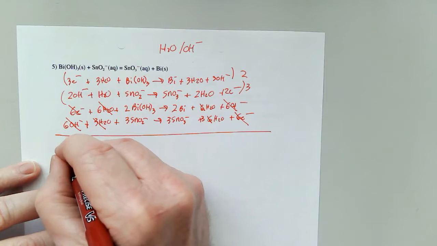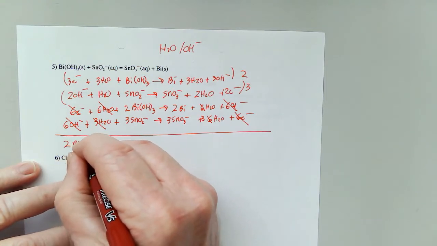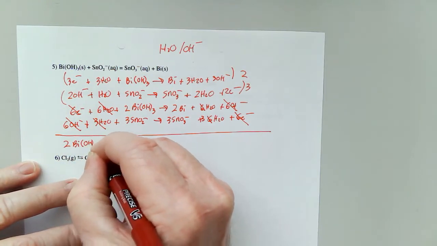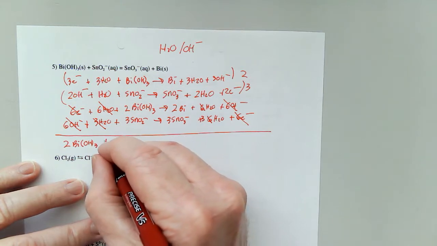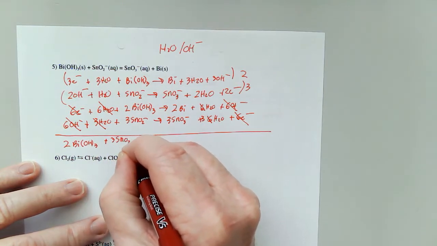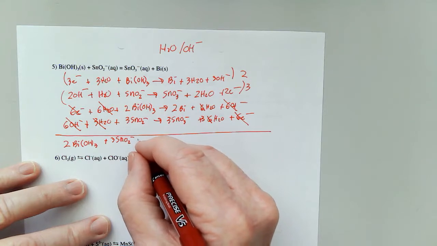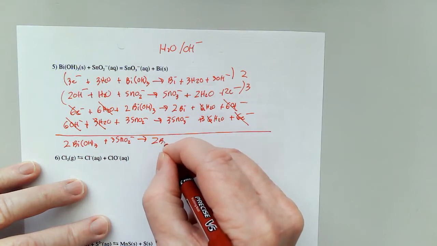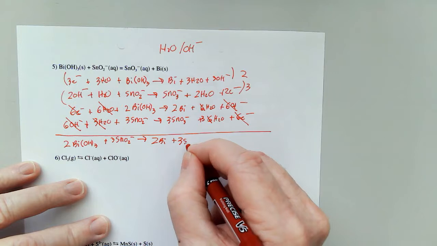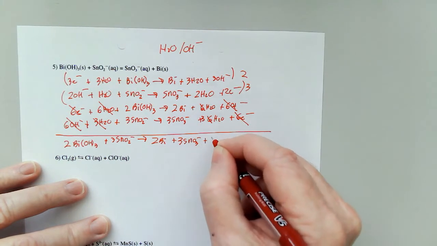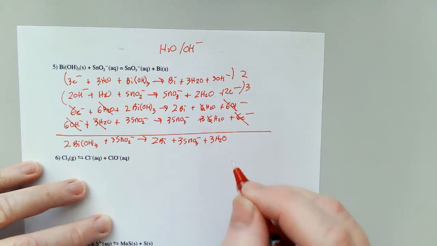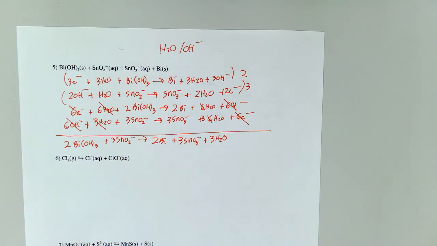So I have 2 Bi(OH)3 plus 3 SnO2 minus to give me 2 Bi plus 3 SnO3 minus and 3 H2O. There we go. That is number 5. You'll note that the charge is the same on both sides of the equation.